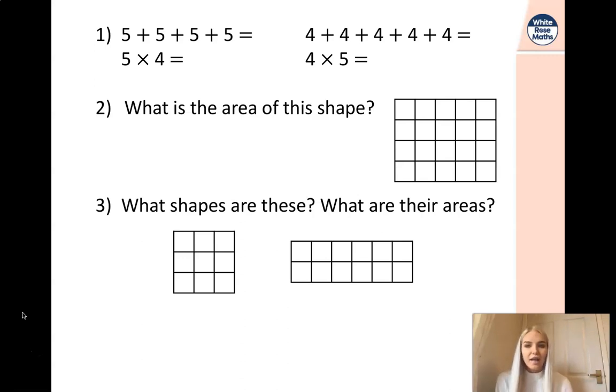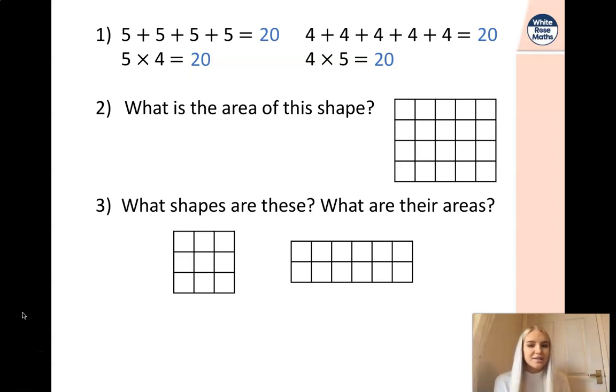Okay, number 1, 5 add 5 add 5 add 5. This repeated addition, when you add 5 4 times, gives us the answer of 20. This is the same as 5 multiplied by 4, which is also 20. But it's also the same as 4 add 4 add 4 add 4 add 4, which is also 20. And it is the same as 4 multiplied by 5, which is 20. So we have just done the commutative method here, working out that 5 multiplied by 4 gives us the same product as 4 multiplied by 5.